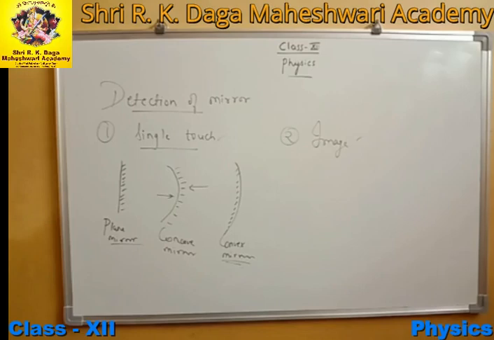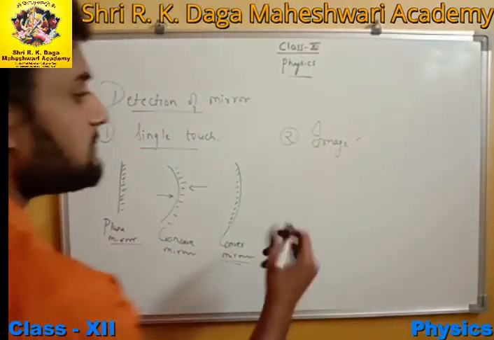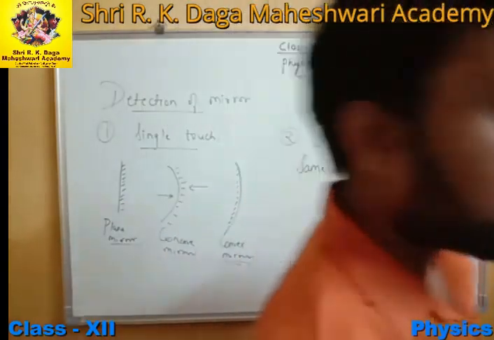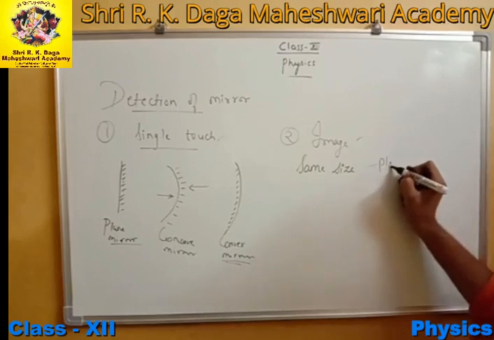Now, but if I tell you to identify the difference between all these mirrors without touching them, just by looking at the image formed by these mirrors, so how can you identify the difference between these all? If you see the image formed in the mirror, and if the image formed is of same size as that of the object, then the mirror will be the plane mirror.